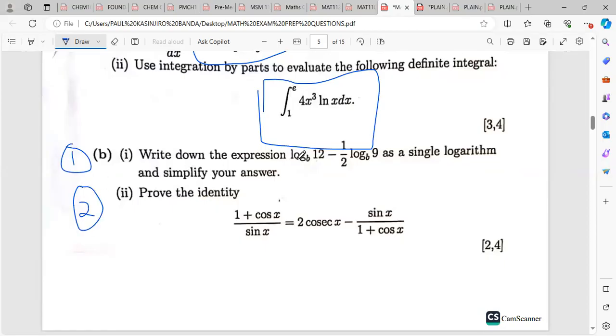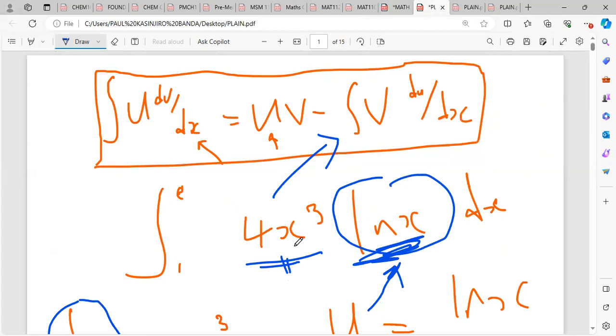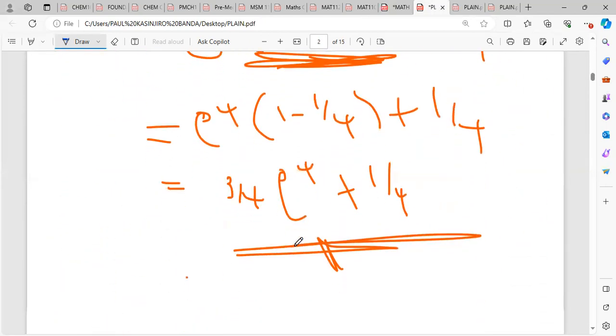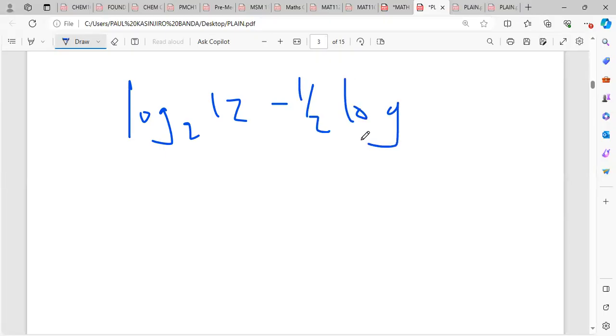Write down the expression log base 2 of 12 minus 1/2 log base 2 of 9 as a simple logarithmic function. That one is not difficult. Let me go to the pen paper. So we have log base 2 of 12 minus 1/2 log base 2 of 9. The first step here is to raise the power.